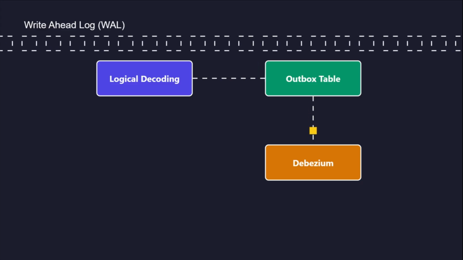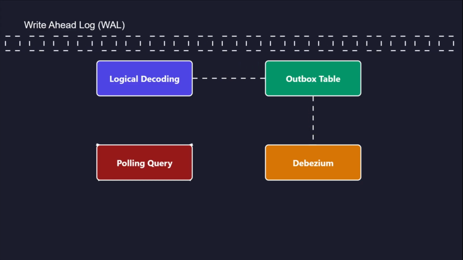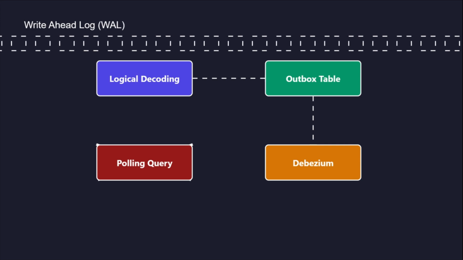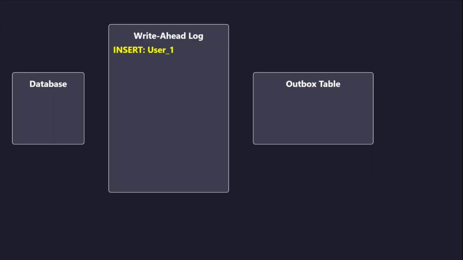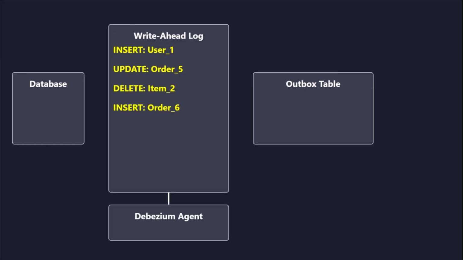This mechanism allows external tools like Debezium to capture insertions into the outbox table without performing expensive polling queries. The write-ahead log is a sequential record of all changes made to the database. By reading this log, Debezium captures every insertion into the outbox table with minimal latency and negligible impact on the performance of the primary database.